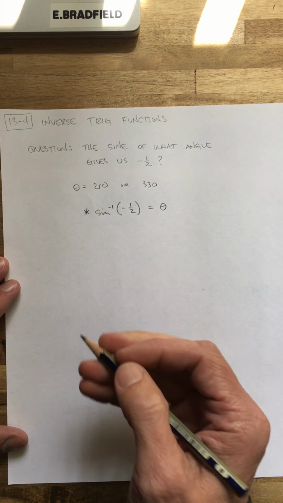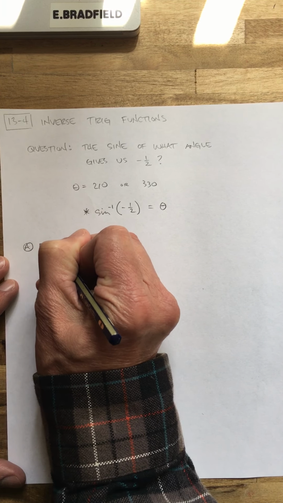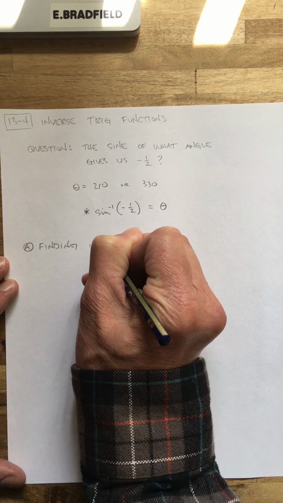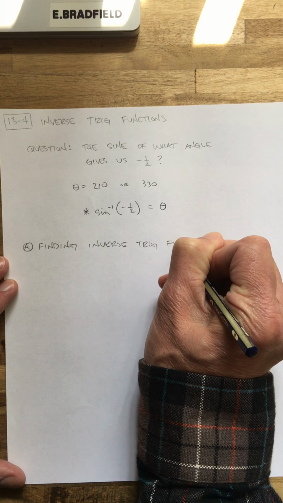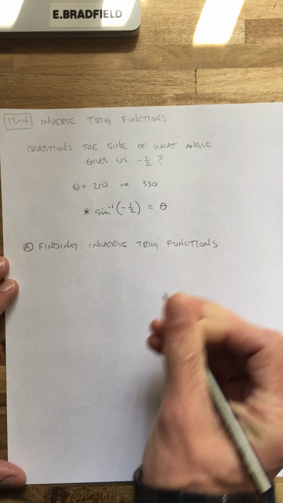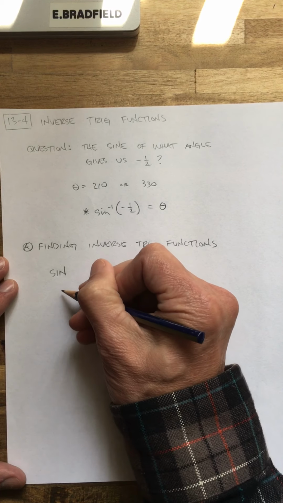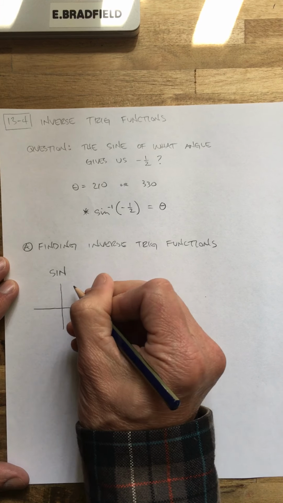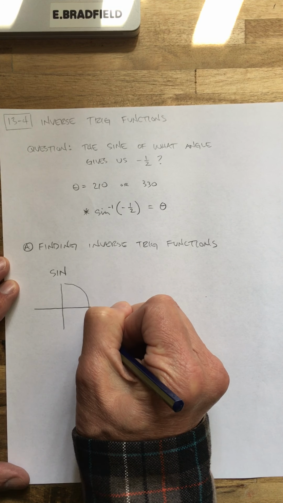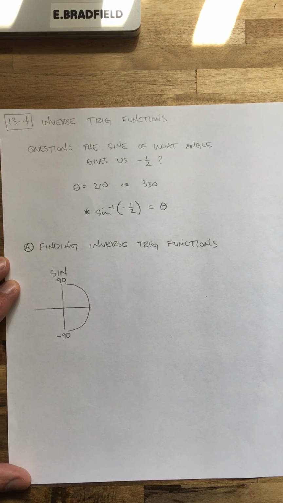Here's what we're going to do. Let's title this Finding Inverse Trig Values, or trig functions. The first thing we need to do to limit those choices, when we're talking about the sine, is limit ourselves to 2 quadrants, and it's going to be between 90 degrees and negative 90 degrees.